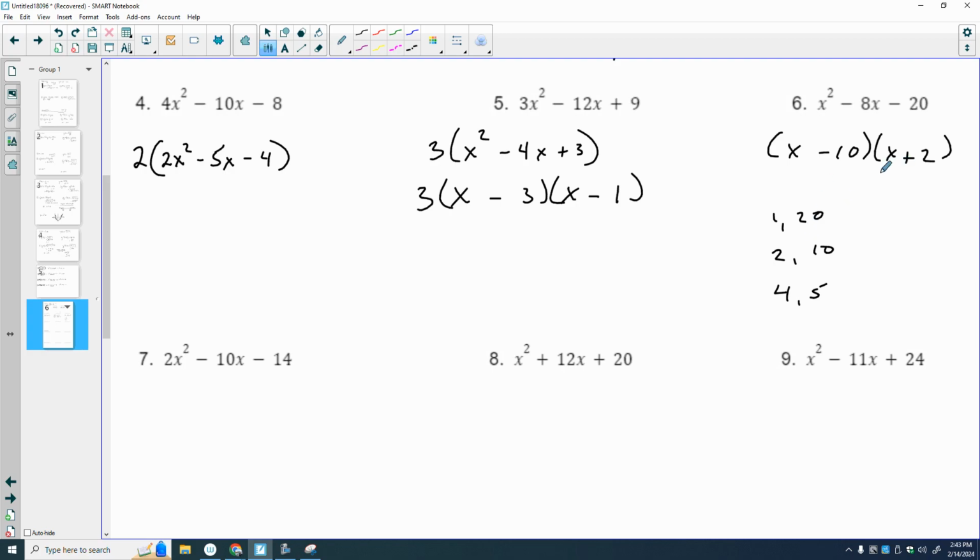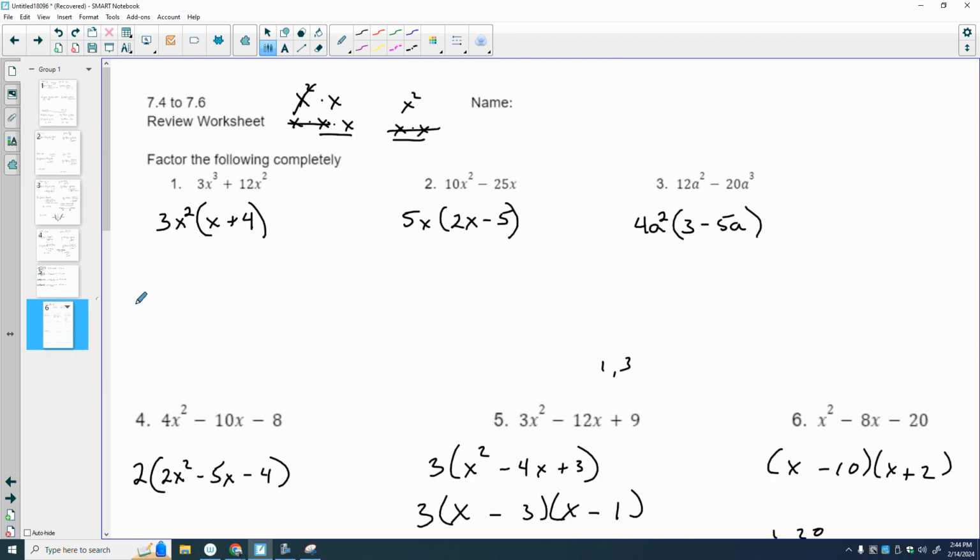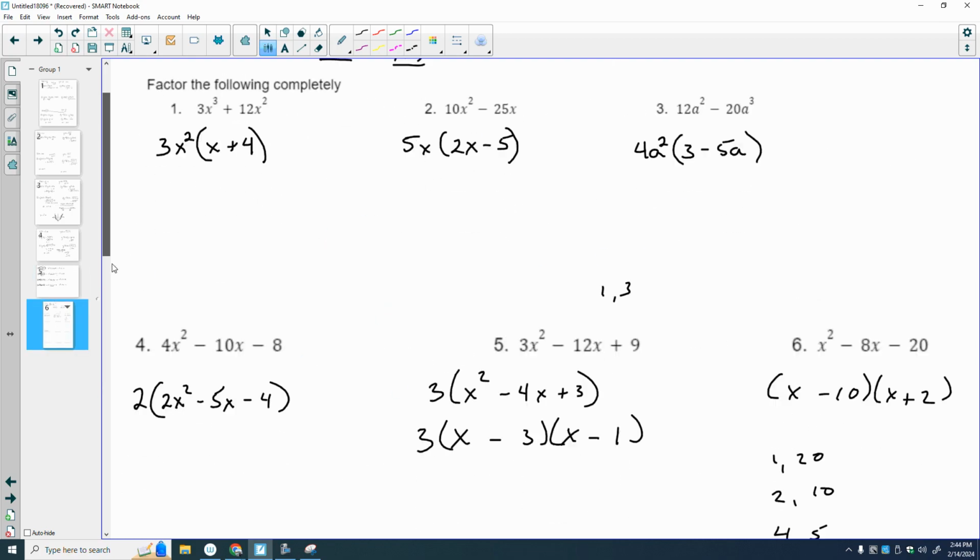When you do these, know why you're doing it. Why did I make the 10 negative? Because I need a negative 8. Why are these signs different? Because a negative times a positive is a negative. The only way to get a negative is if the signs you're multiplying are different. And if my signs are different, I subtract to get the middle number. It is crucial that you understand this so that you know why all this factoring works.